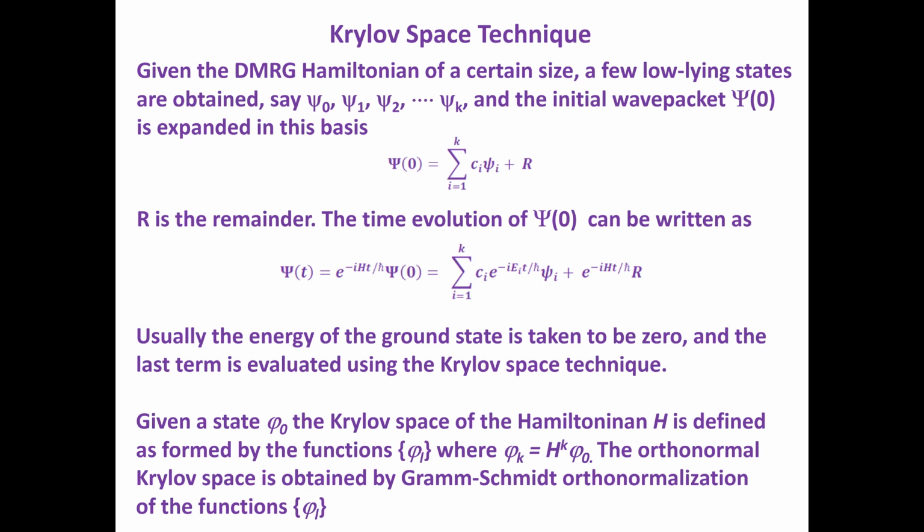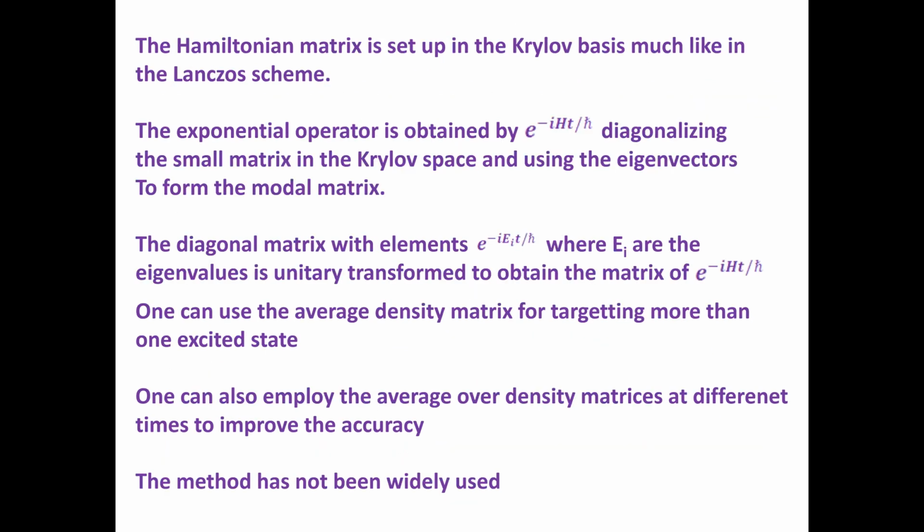So I can express this function of the matrix H, e to the minus iHt, as a matrix. Once I express it as a matrix, I operate with it on R. So this is very simple, two parts: time evolve the major part using the low-lying eigenstates, and the residue using the time evolution operator constructed in the Krylov space. That is what is done here.